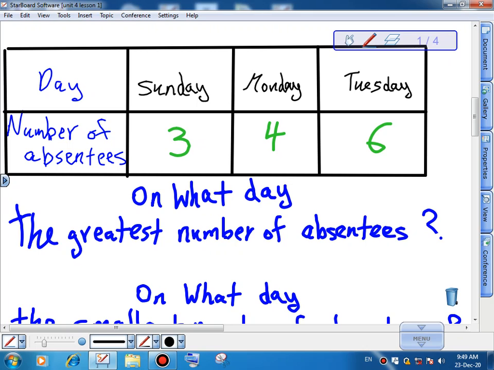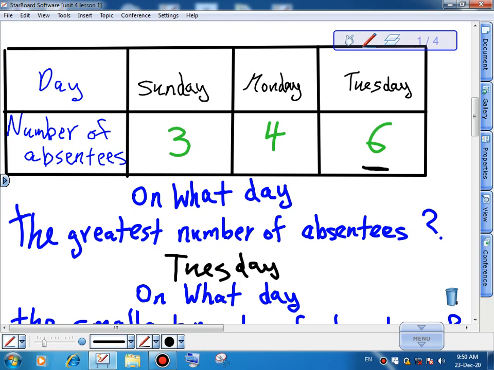We look, the first day, there were only 3 absentees. The second, 4 absentees, and the third, 6 absentees. The third day, we look, 6 is the greatest number of absentees. Okay, so the day that had the greatest number of absentees was Tuesday. This is called data. I collect data in the first way, noticing. I notice that only on Tuesday we have 6 absentees.